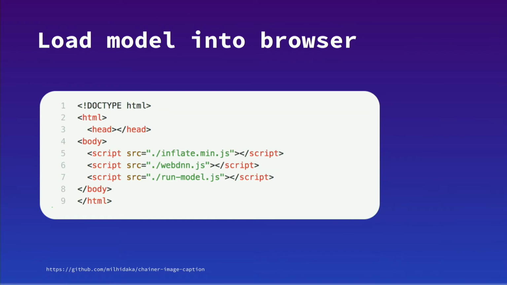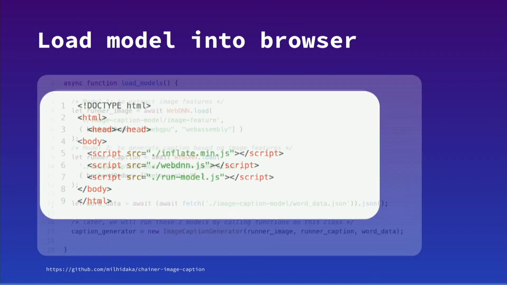So how does this work? What code do you need to make it work? Loading WebDNN is as simple as including the WebDNN.js script along with another script called inflate, which is used to load the model. And the runModels.js file contains the code to actually call the model. And I'm going to take you through a couple of the functions in this script.